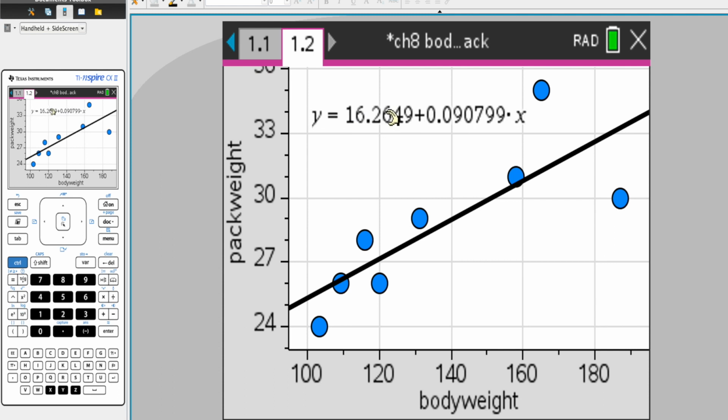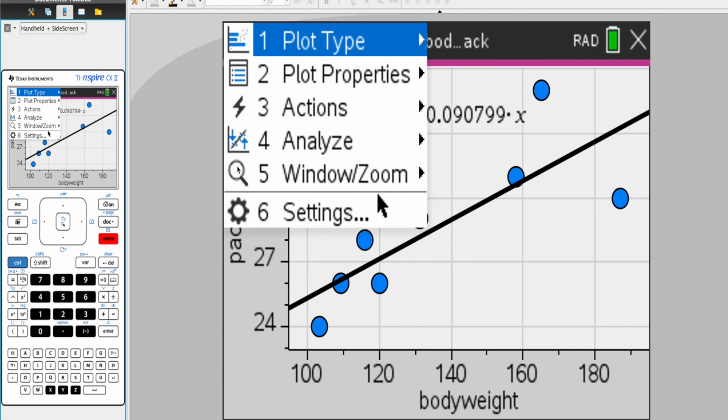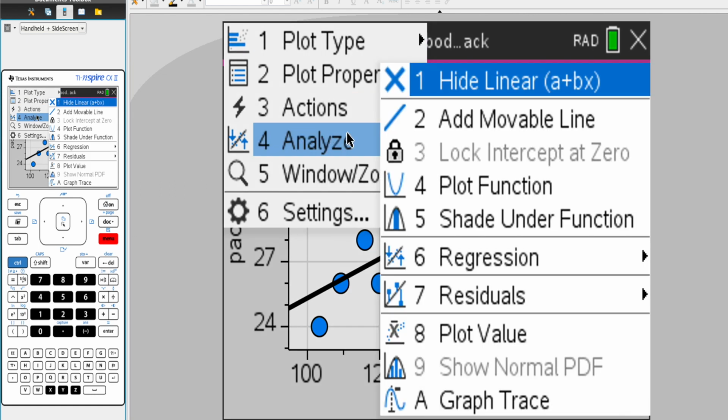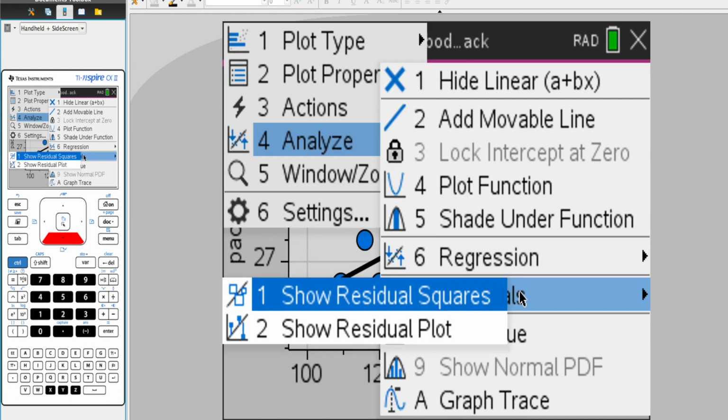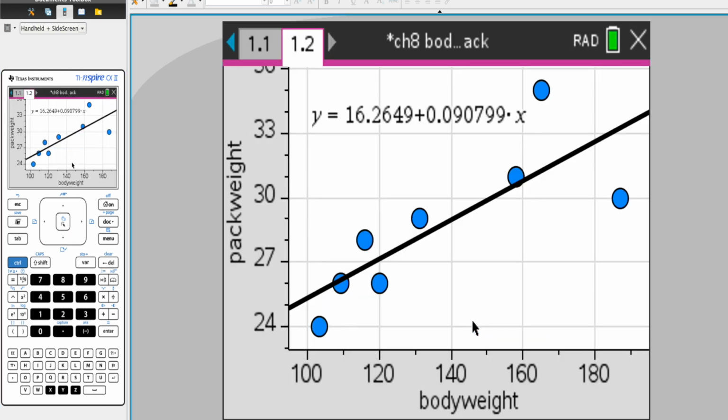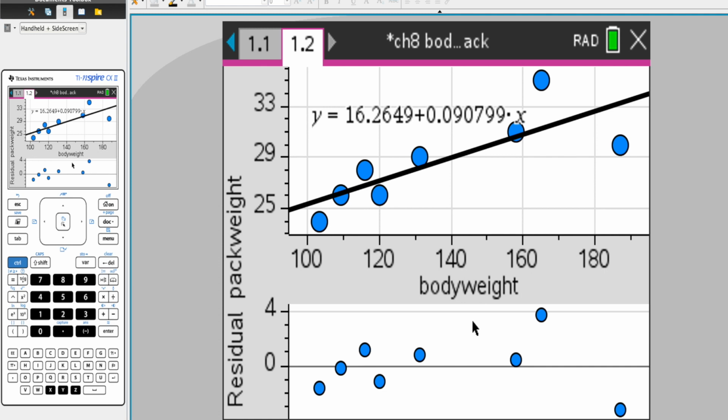I want to look at the residual plot. And what I really like about the TI Inspire is if you just hit menu and then you go down to analyze. Now note, we went to 6 for regression, but right underneath regression, it says residual plot. Now the two things that it can show you, it shows residual squares. We had looked at that before. That would be the sum of the square errors. And if I went show residual plot, now it splits this in two ways, and I can see my scatter plot along with my residuals.